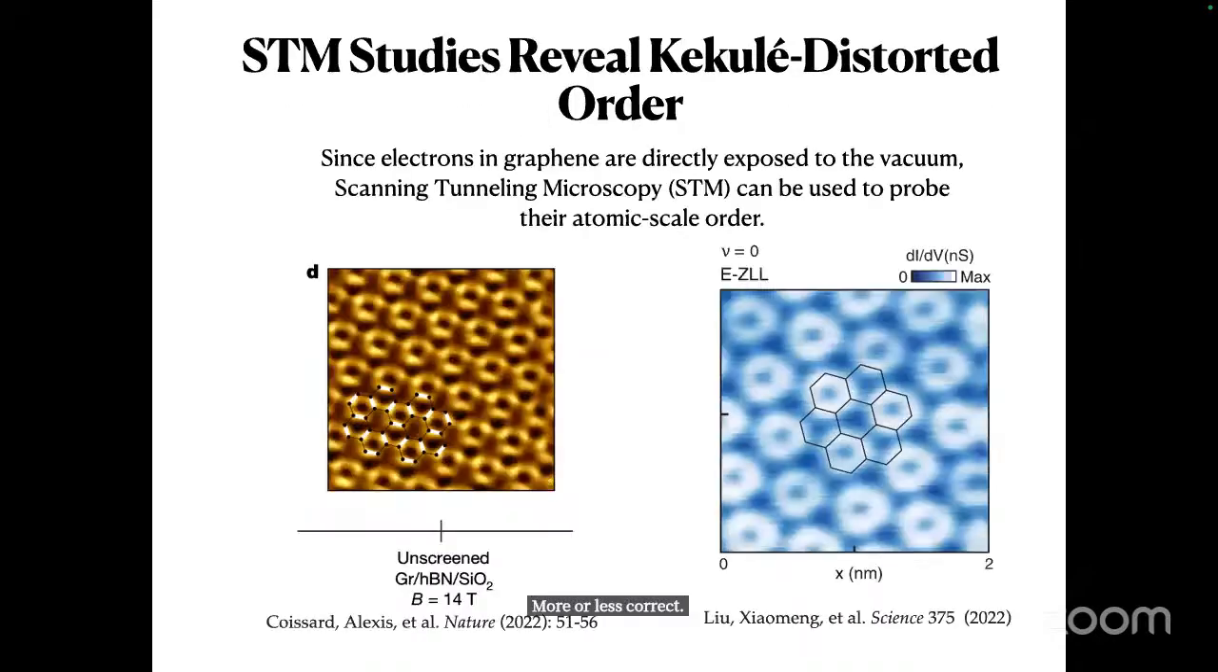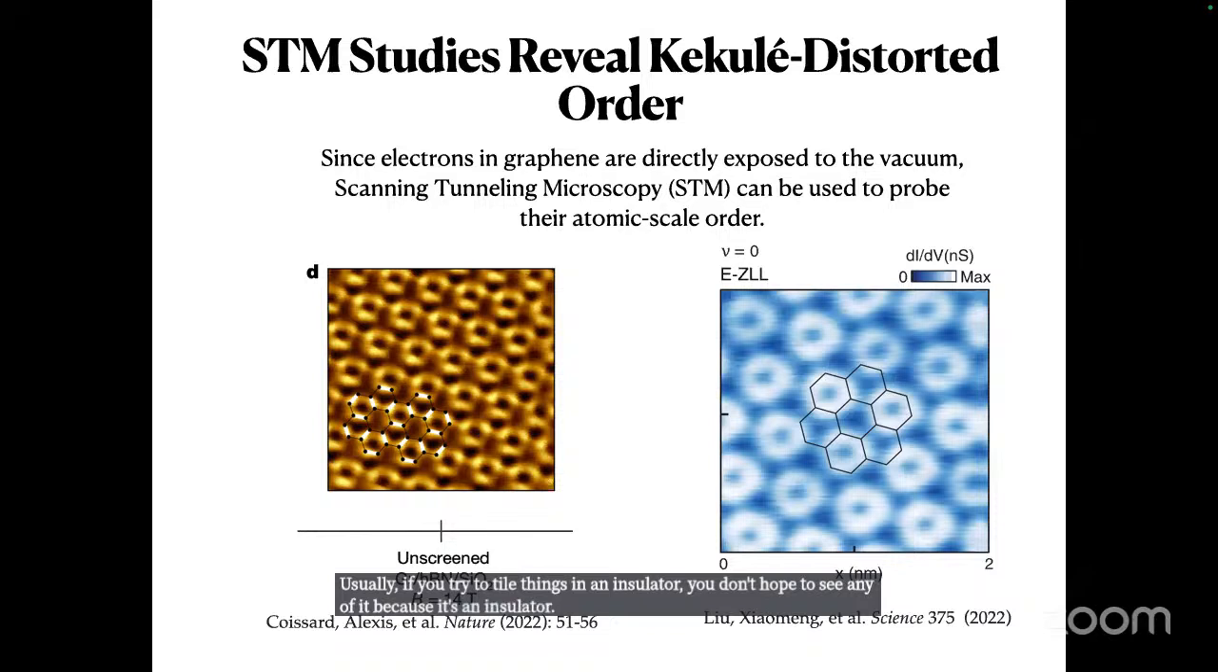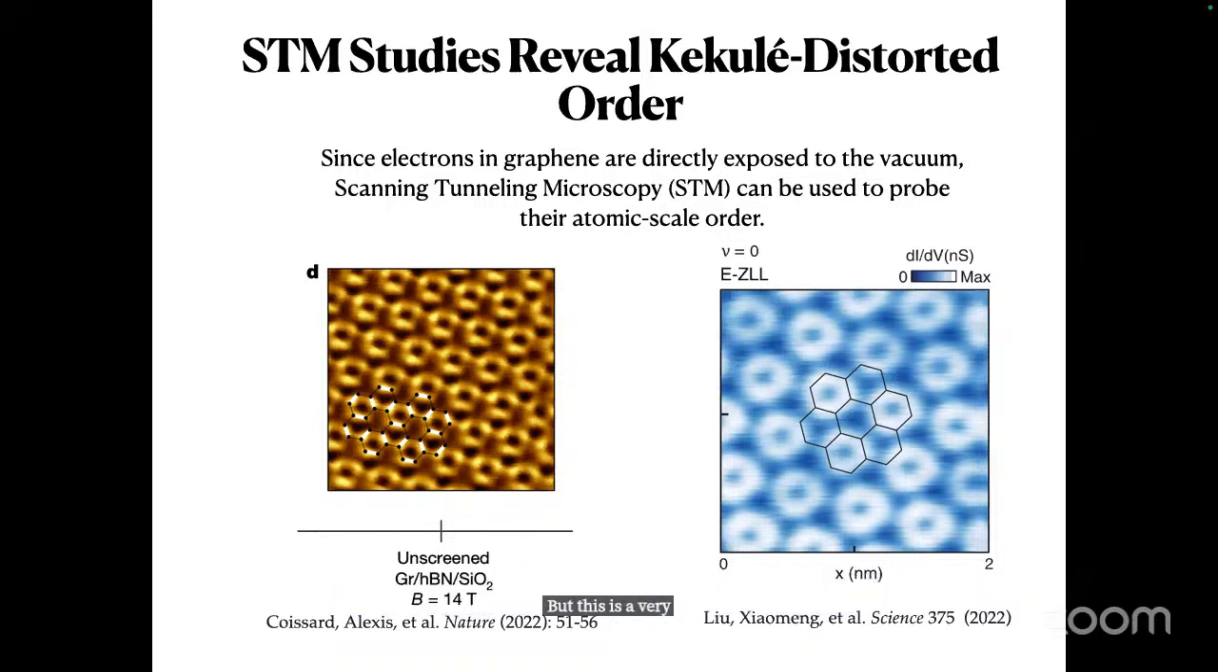Good. So now let's move on to some experimental developments in the last 2 years. Basically, Ali Yazdani's group and also Benjamin Sacépé's group were brave enough to take their STM tips and tunnel into an insulator. Usually, if you try to tunnel into an insulator, you don't hope to see anything because it's an insulator. But this is a very weird form of insulator. It's a quantum Hall insulator.